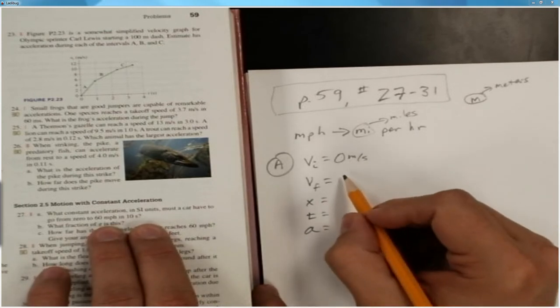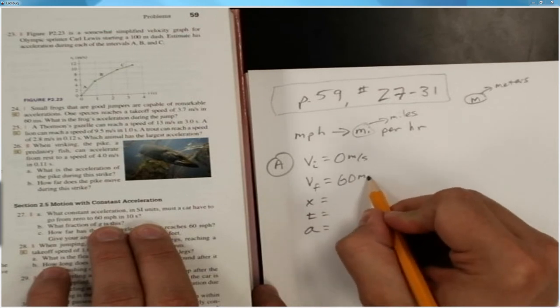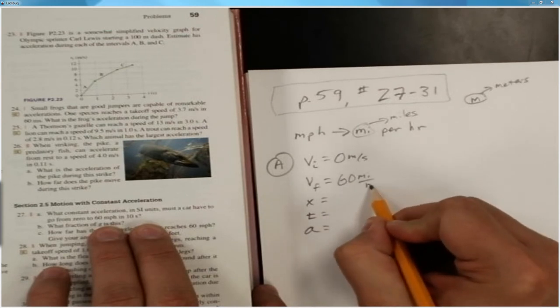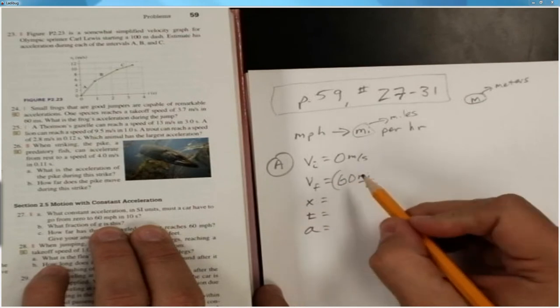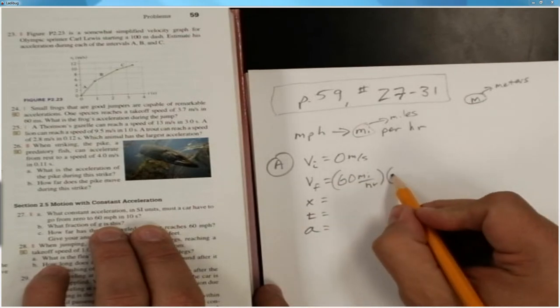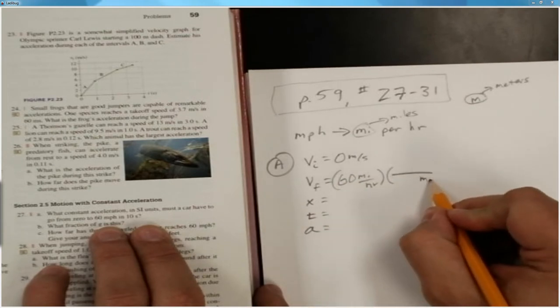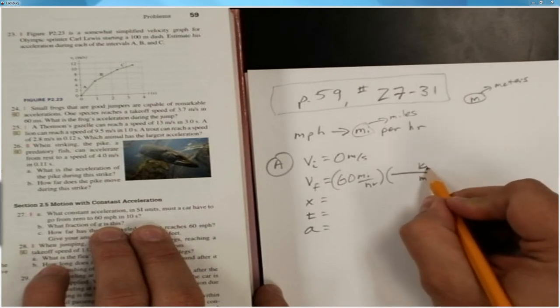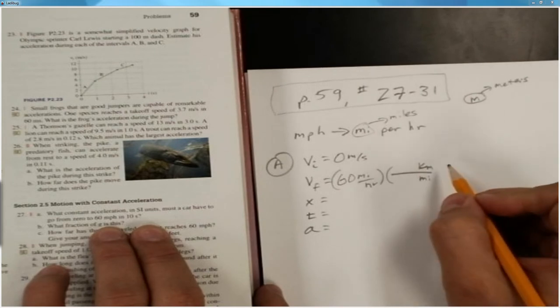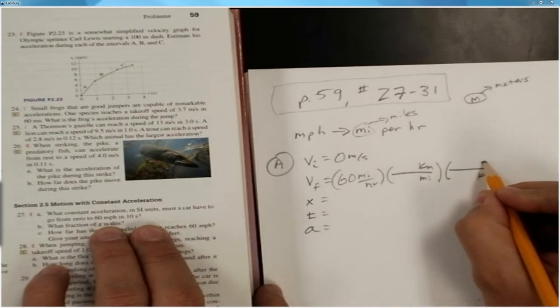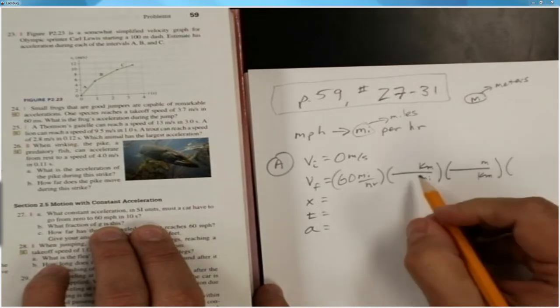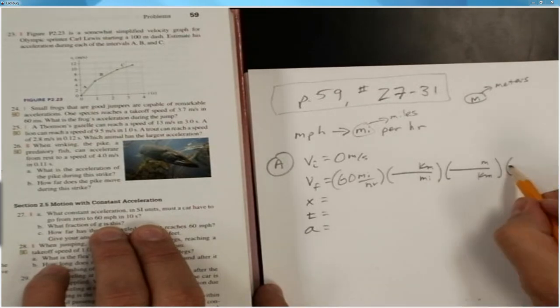The final velocity is 60 miles per hour. Well, you see a problem right there. It says in Système International units, and miles per hour is not SI, so we're going to have to convert it. I want meters, but I know miles to kilometers, so I'm going to get miles to kilometers, then kilometers to meters. And then I need hours to seconds.